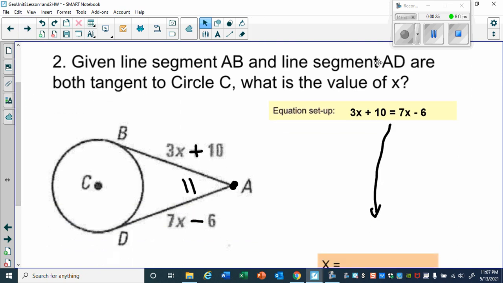Line segment AB and line segment AD are tangent to circle C. They both start from the same point and are both tangent. Therefore, these linear sections right here, 3x plus 10 and 7x minus 6, are congruent. You set them equal to each other and solve for x.